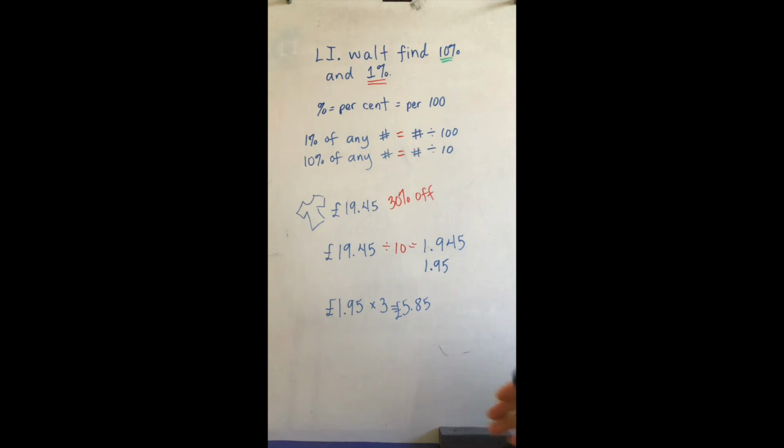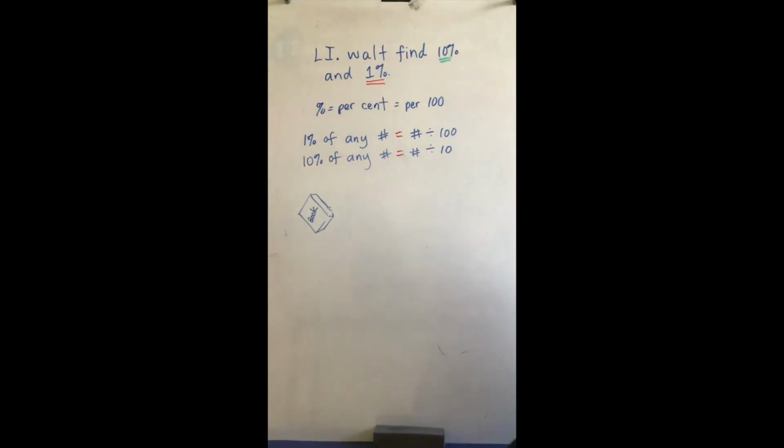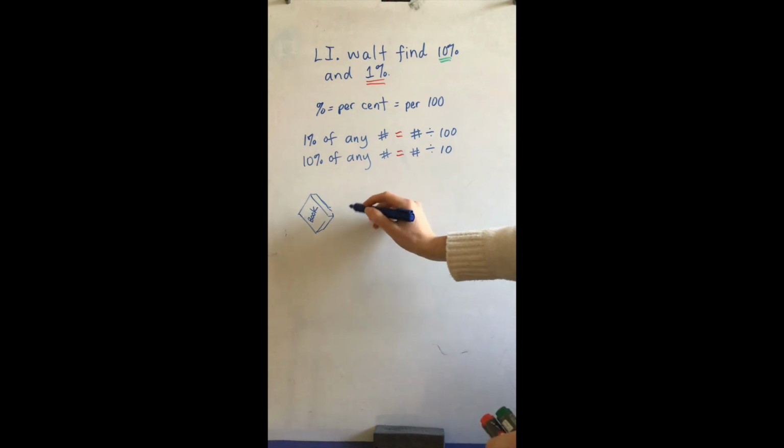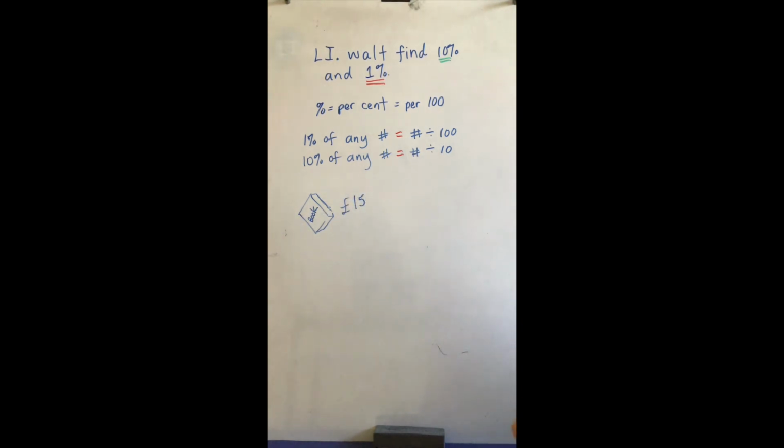Okay, so what we can do is we can use what we know about 1% and what we know about 10% to help us solve these more complex problems. Okay, let's say you're at the shop and you're trying to buy a book. Okay, and this book is a book that you've always wanted to read. Don't know what it might be, it depends on what you're interested in, but let's say that this book is, let's make it a nice even number, let's say it's £15, okay?